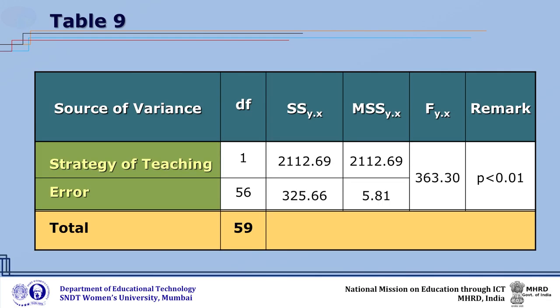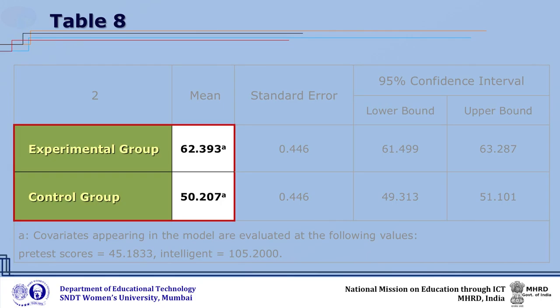Thus, the null hypothesis that there is no significant difference between adjusted mean scores of achievement of computer-aided instruction group and lecture method group by considering pre-achievement and intelligence as covariates is rejected. Further, the adjusted mean score of achievement of computer-aided instruction group is 62.39, which is significantly higher than that of lecture method group, whose adjusted mean score of achievement is 50.21. It may therefore be said that computer-aided instruction was found to be significantly superior to lecture method when groups were matched in respect of pre-achievement and intelligence.